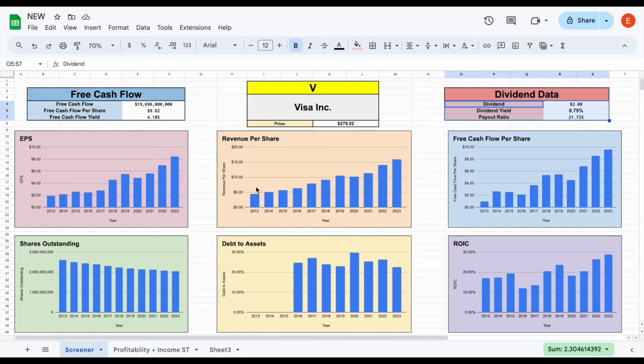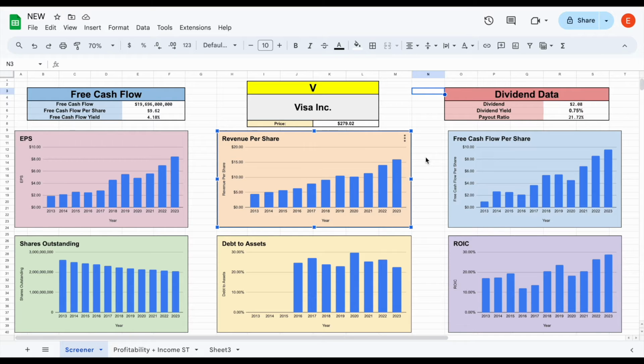Now, if we want to dig deeper into some of these other metrics, you can see I have 6 other metrics charted out here. We have the earnings per share, revenue per share, free cash flow per share, shares outstanding, debt to assets, and ROIC. Now, why are these the metrics that I chose to put on this chart when there's hundreds of other things that I would typically want to see for the company? Well, essentially, let's start with revenue per share. Revenue per share basically tells us if the company is bringing in more money every single year.